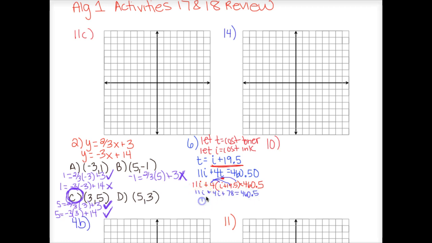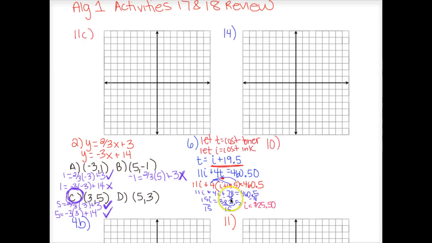So then combine the like terms, that gives me 15I here. Subtract the 78 because its like term is on the other side. So I get 15I is equal to 382.5. So then divide by 15 and I find that I is 25.5, which means $25.50. Now on your answers, I actually wrote it out, which is how you should.